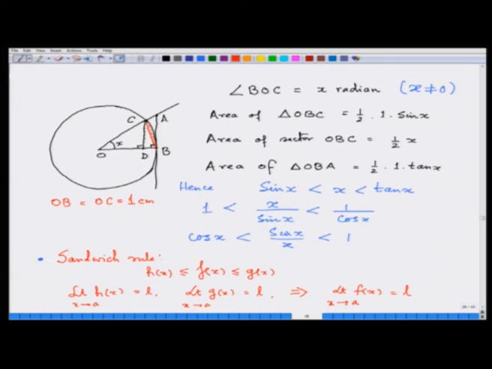So, the circular sector OBC is the triangle OBC plus this additional area, this red marked area. Then we will calculate the area of triangle OAB, and of course you can know that the triangle OAB includes both the circular sector and the triangle OBC. So the area of triangle OBC must be smaller than the area of the circular sector, which is smaller than the area of triangle OAB.